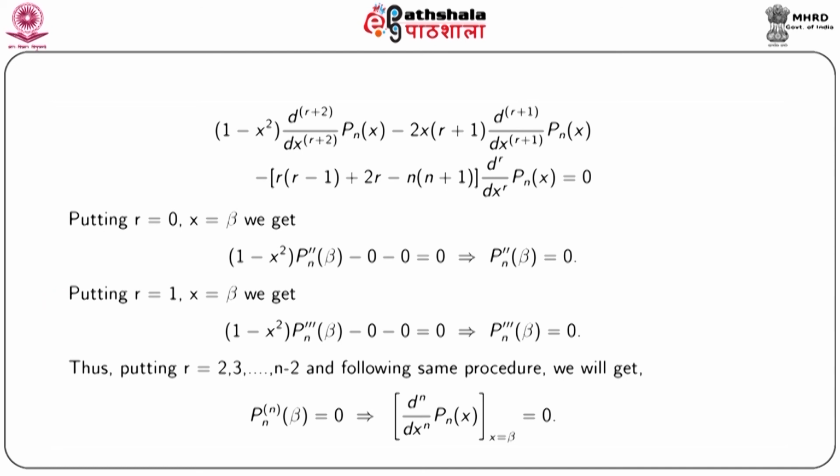Similarly, if you put r equal to 2, 3, 4, likewise up to n − 2, and follow the same procedure, you will arrive at the conclusion that the nth derivative of Pn is equal to 0 at the point x equal to beta.